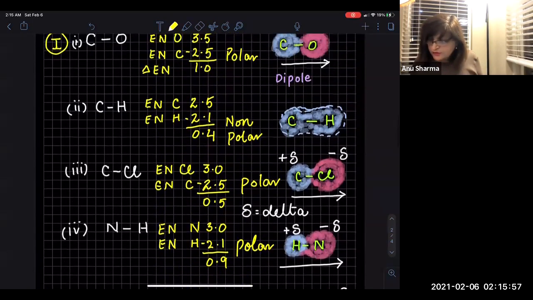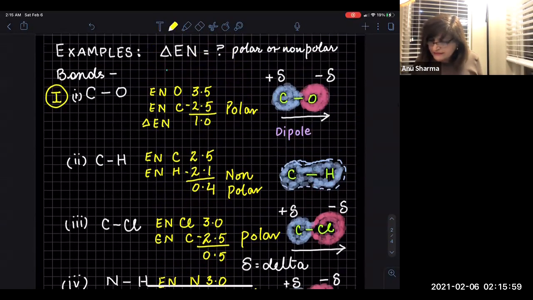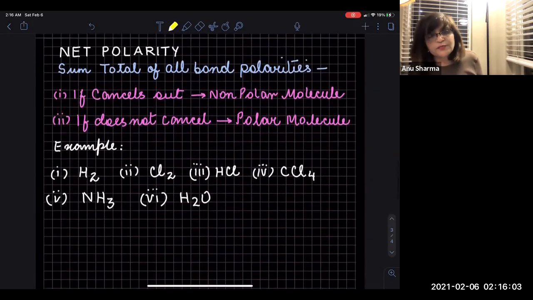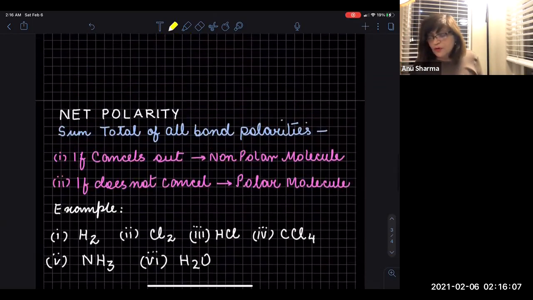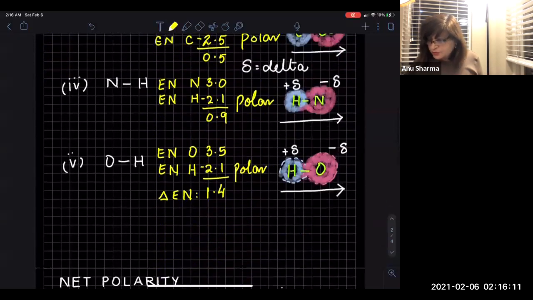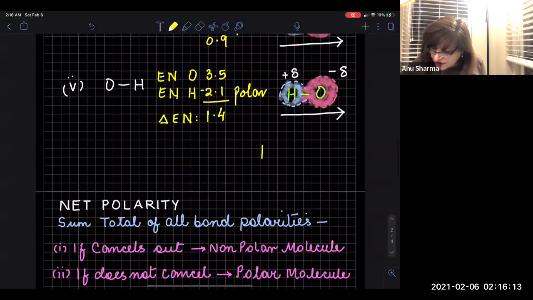So we talked about polar bonds and one non-polar example. And now let's look at the concept of net polarity. Net polarity is, like, these are individual bonds we discussed here. But if you, and I'm going to just put it here, these are the heat maps.